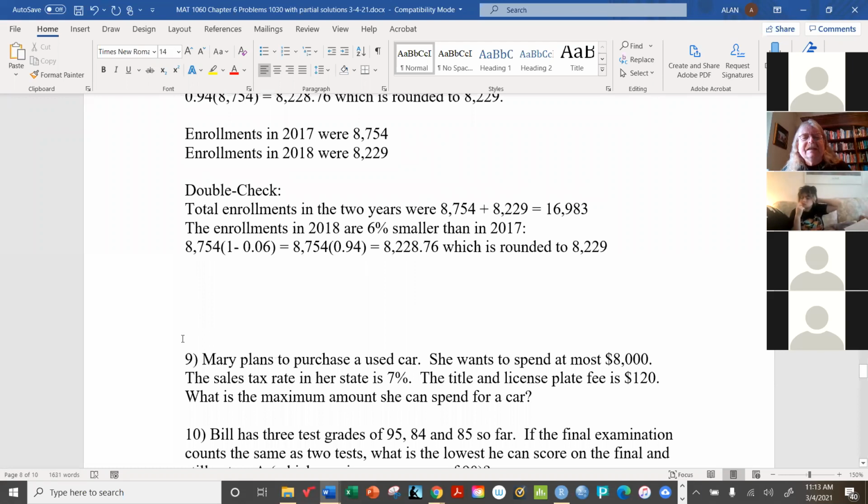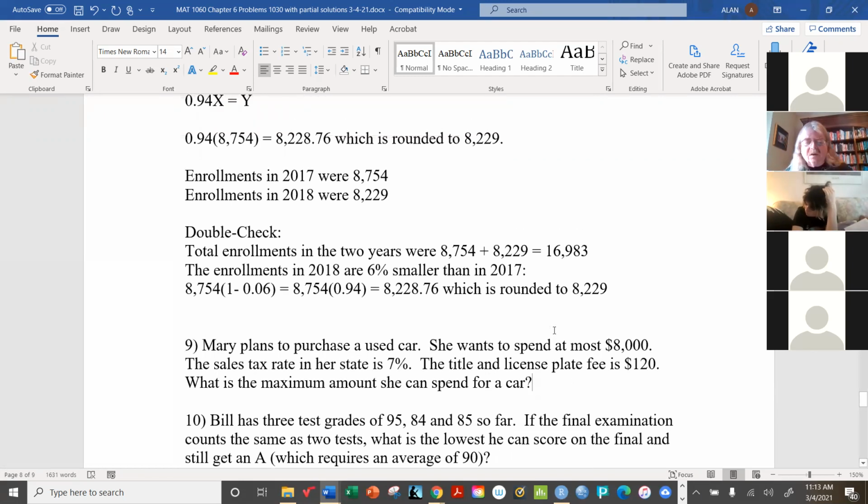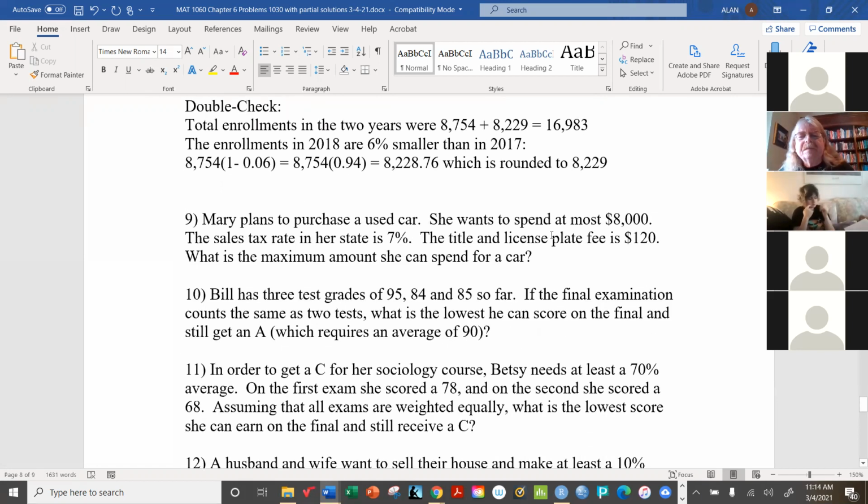That one's done. Now this next group are kind of interesting because for the first time we're introducing, at least in a couple of these cases, inequalities. Now here's a good example. We have Mary, who has $8,000 that she can spend on a car. Let's say she got a loan from the bank. It's exactly $8,000. She can't spend a penny more on a car.